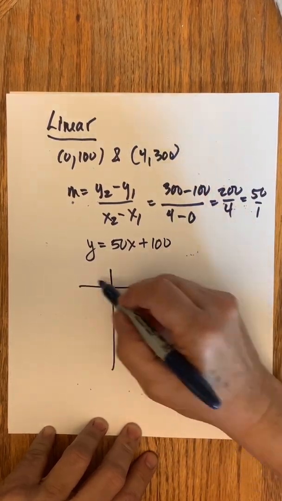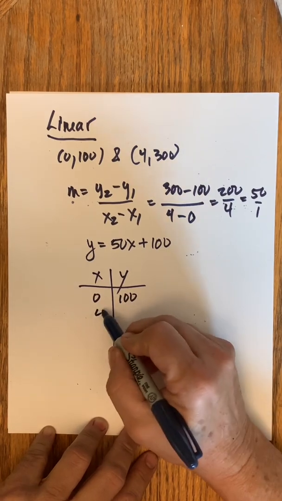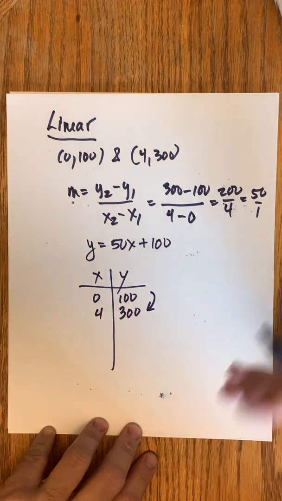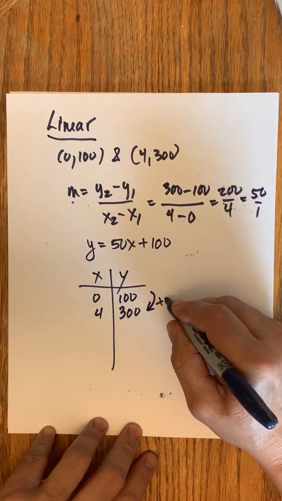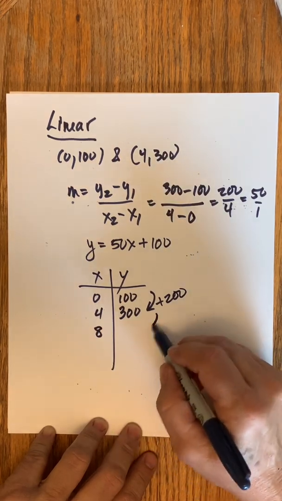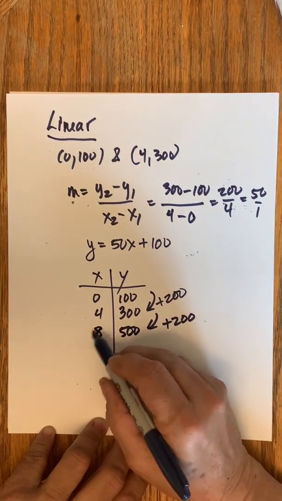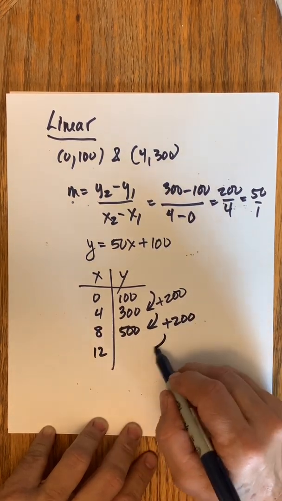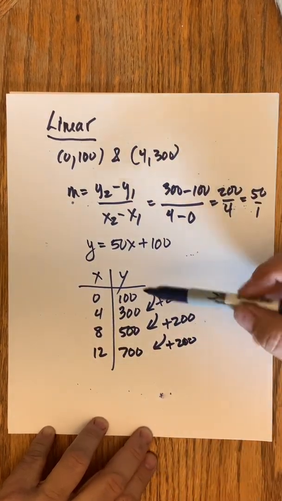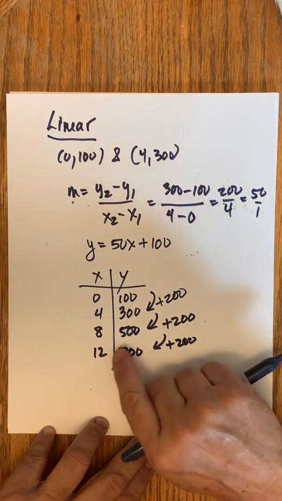And again, your scenario that you're given here so far is (0, 100), and then 4 days later you have 300. And what happened is when you went through one cycle of 4 days, you added 200. So the idea is if you go another cycle, you go to 8 days, we should be adding another 200, so we'd have 500. And go another cycle, go to the 12 days, you would add another 200, so you're at 700.